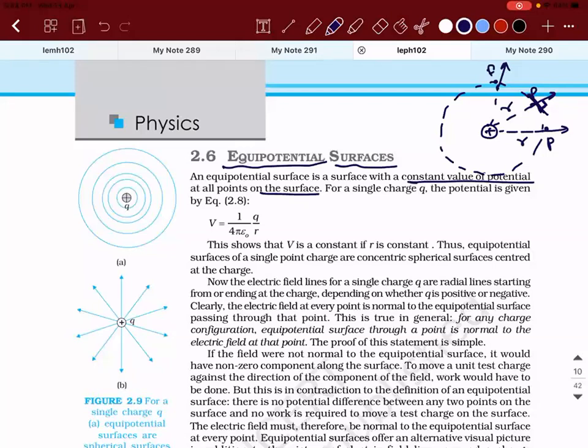What is it? Electric field line is always perpendicular to the equipotential surface at every point. This is a very, very important point to be noted. What am I trying to say? Electric field is always perpendicular to the equipotential surface at every point. Please make a note of it. I repeat, listen: electric field lines are always perpendicular to the equipotential surface at every point.